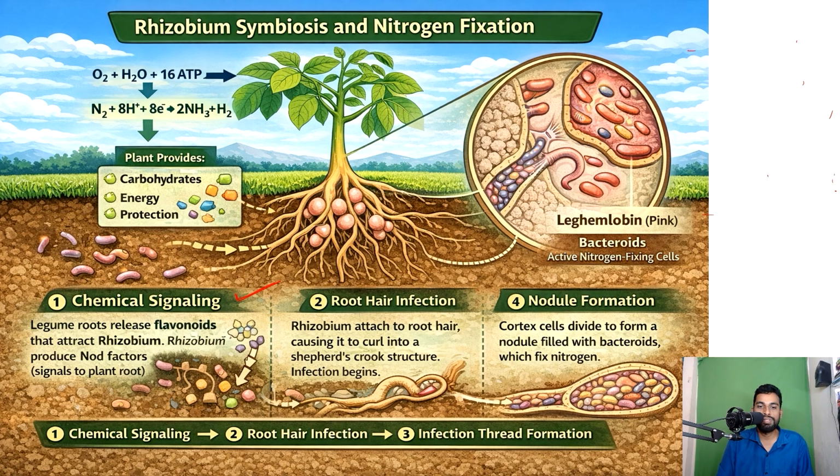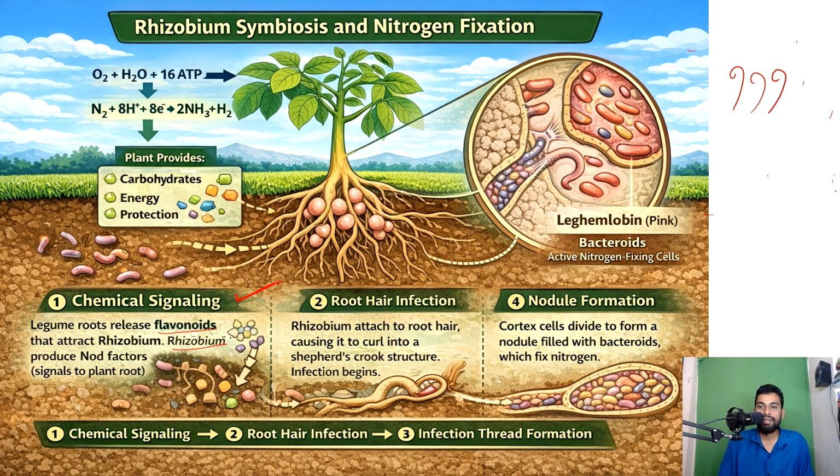The first step happens with chemical signaling. That means the plant releases some flavonoids. Okay, these flavonoids attract the Rhizobium bacterium. So it releases some chemical compounds. Let us see what chemical compounds it releases. It releases lipo-chito oligosaccharides. These molecules act as signaling molecules to the plant. Okay, by these signals root nodules will be formed.